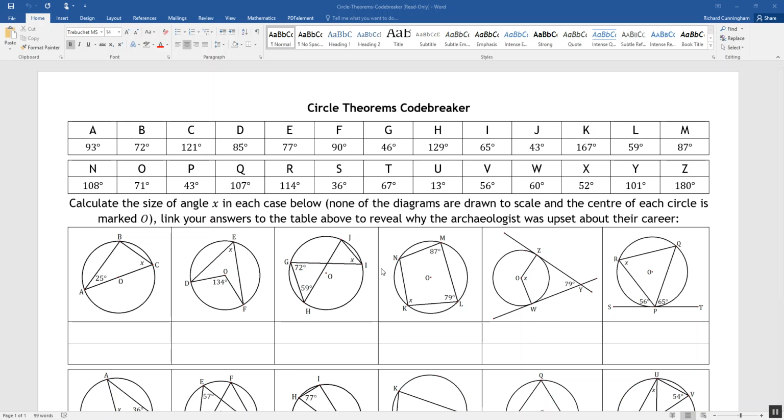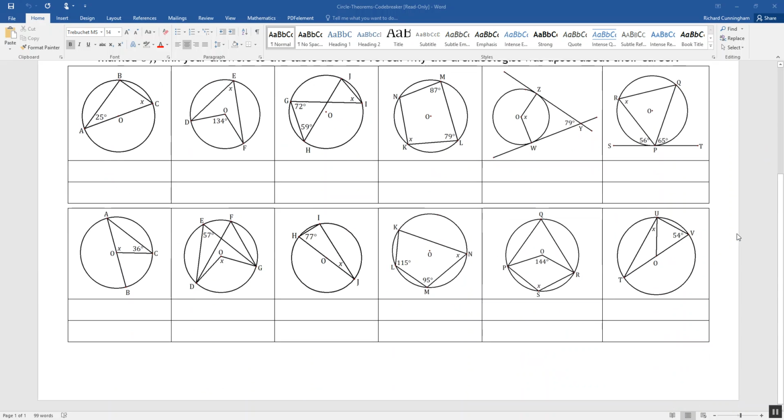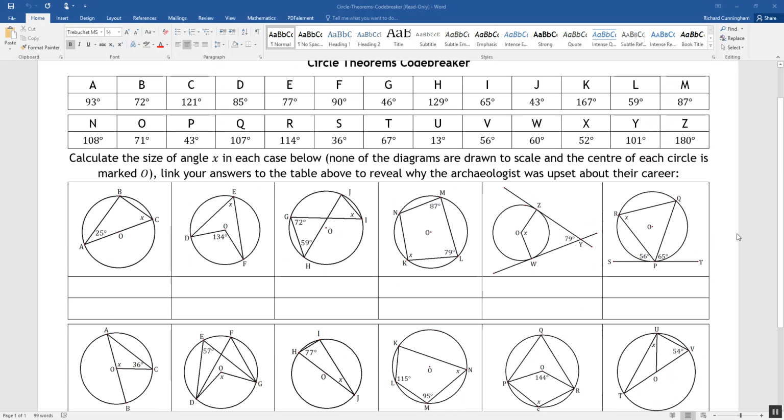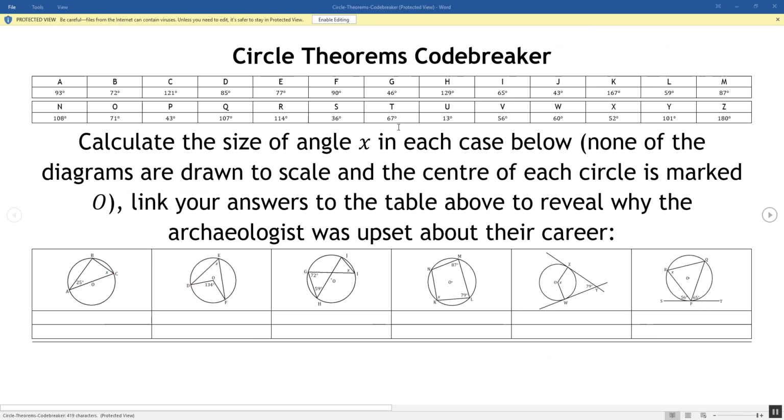Right, so this is what you're going to have a go at today, okay? Circle theorems, code breaker. Calculate the size of each angle. Link it to the answers in the table above to reveal why the archaeologist was upset about their career, okay? Because it was bone dry.